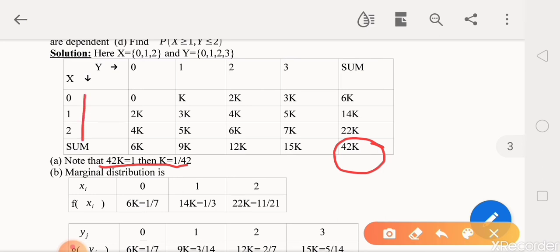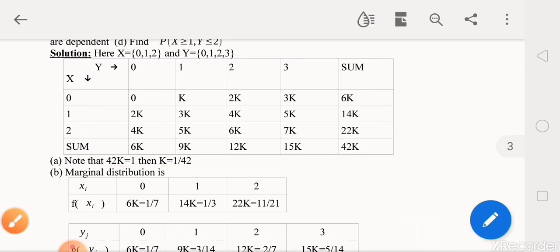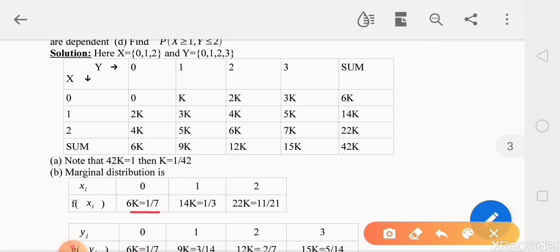X values 0, 1, 2 and marginal distribution we have in terms of k. When x equal to 0, 6k, substitute for k, you will get f as 1 by 7. When x equal to 1, f is 14k, substituting for k, it is 1 by 3. When x equal to 2, sum is 22k, substituting for k, you will get 11 by 21.